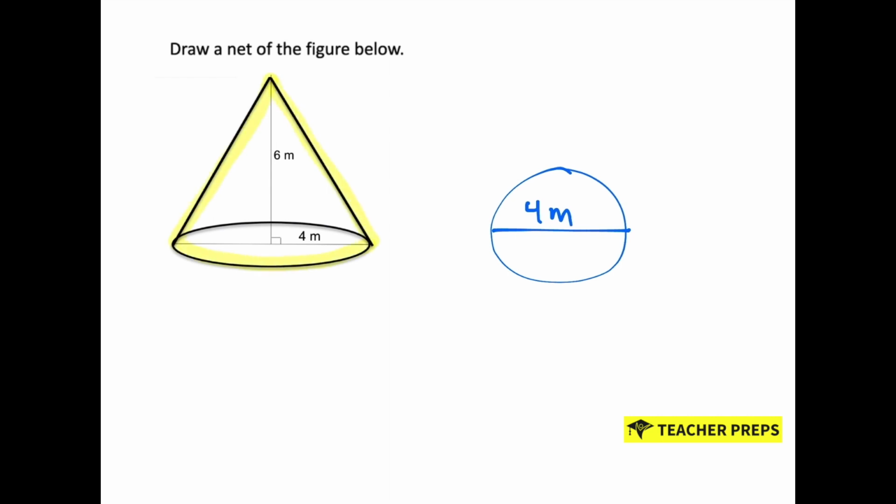Now we have to draw that smooth surface as a flat image. It's going to look very similar to what I just highlighted, but if you think about it, the smooth surface goes all the way around the circle. We can draw a curve that would be the same as the circumference of the circle. Then, since it comes to a point, we can draw those lines coming down. This is not the height of the cone though. These two sides are called the slant. And now we have the net of our cone.